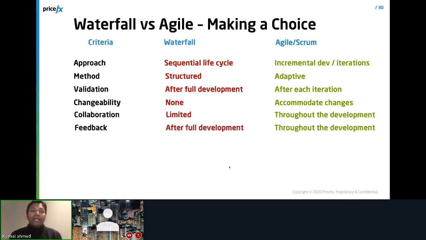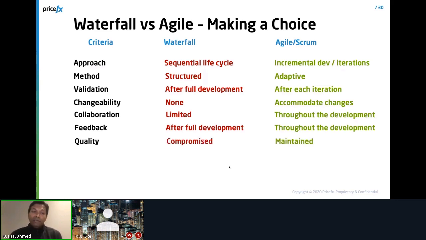For feedback, again, you're going to get the feedback whether you like the product or not. You're going to get feedback after full development. For agile or scrum, the feedback is taken within the sprint so that the feedback can be fed into the next sprint.